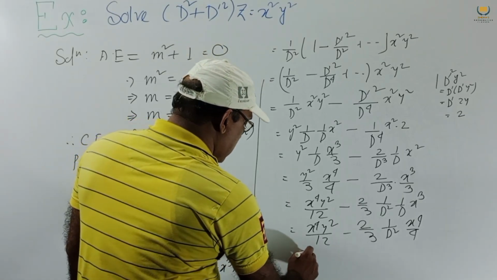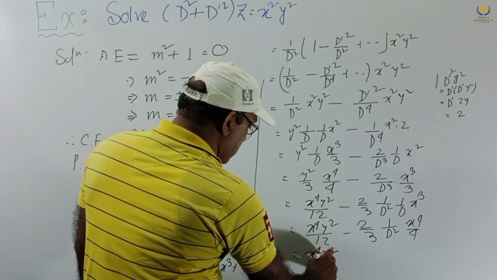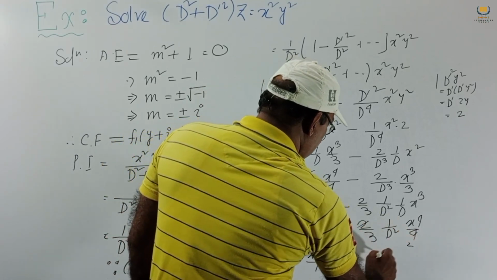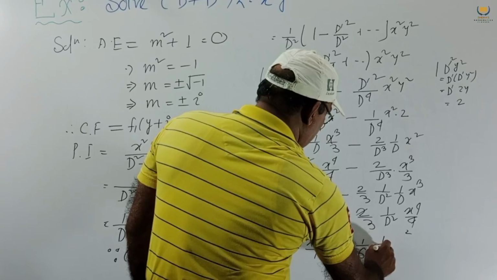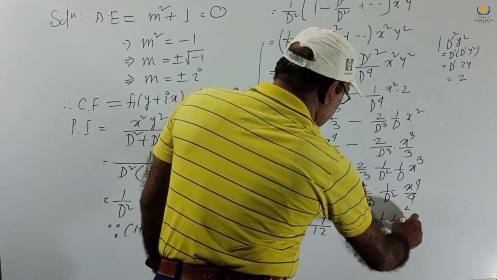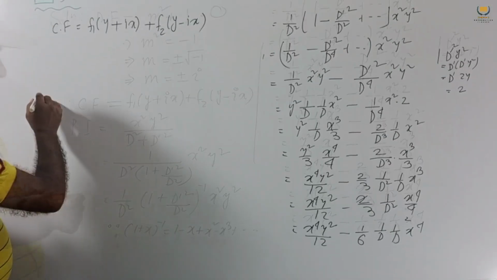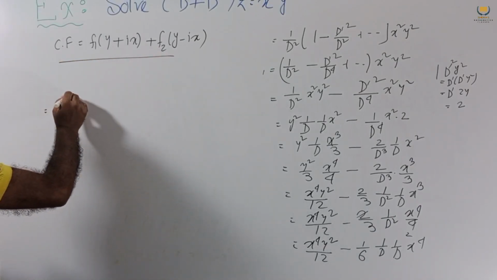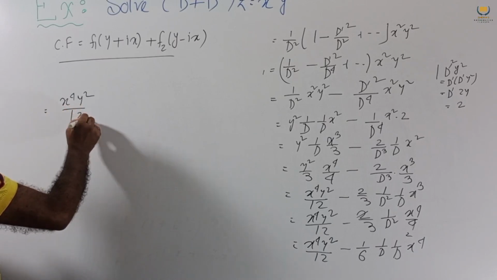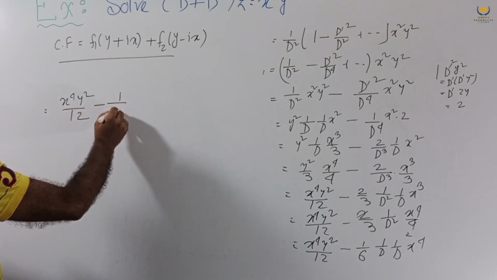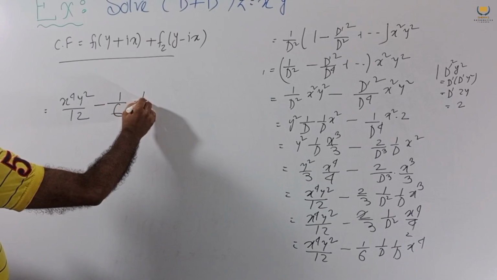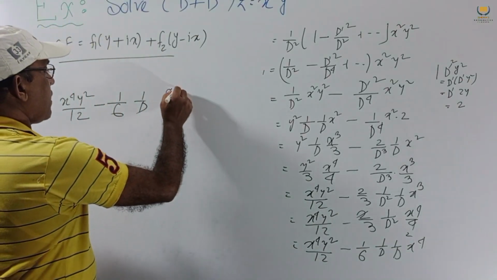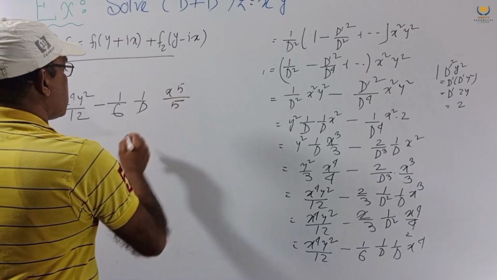We get this one: x to the power 4, y square by 12. Cancelling this, we get 2, that means 1 by 6, 1 by D, 1 by D, x to the power 4. This is our complementary function, and this is x to the power 4, y square by 12, and 1 by D, 1 by 6, 1 by D, x to the power 4 means x to the power 5 by 5.